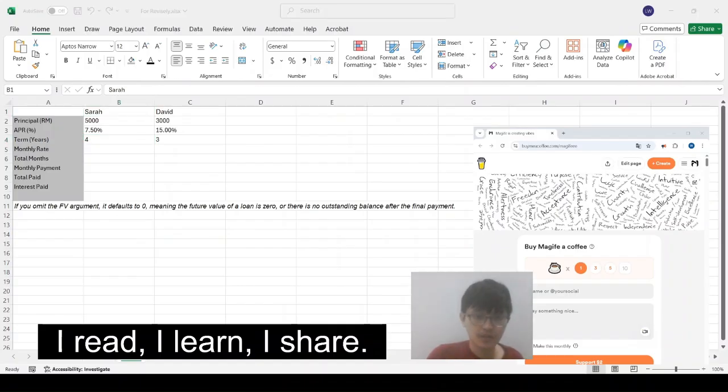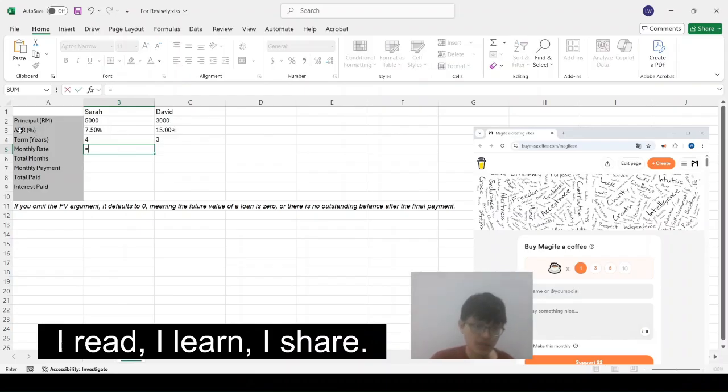So here is the table. We need to copy and paste the question again. Yeah, so here's the question. Two persons, Sarah and David, principal respectively is 5,000 and 3,000, APR 7.5 and 15. The term is 4 for one and 3 for the other.